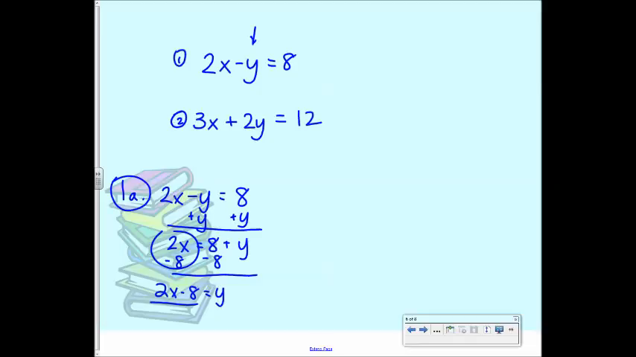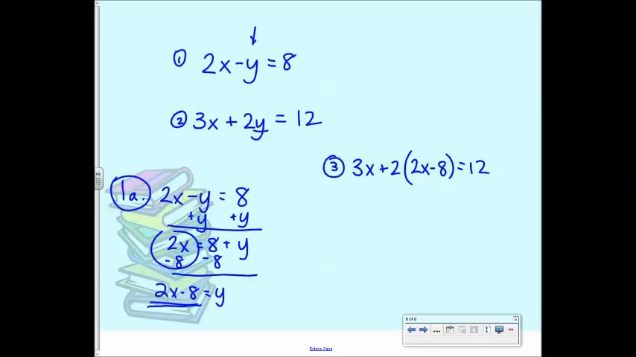Now, I'm going to plug this in to equation number 2. Instead of writing y, I'm going to write 2x minus 8. But again, remember, when I put it in, I have to put it in what? I hope you're all shouting out parentheses right now. So I have to put it in parentheses, all right? So this is my equation number 3 because this is where I'm plugging in. So I've got 3x plus 2 parentheses 2x minus 8 equals 12.